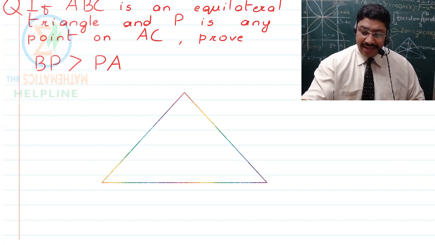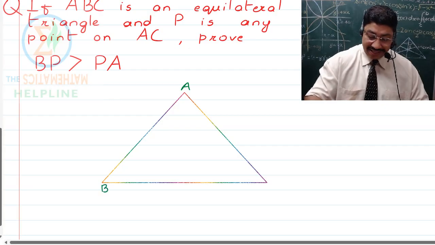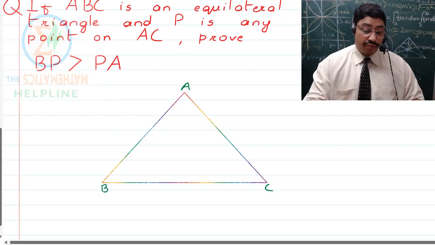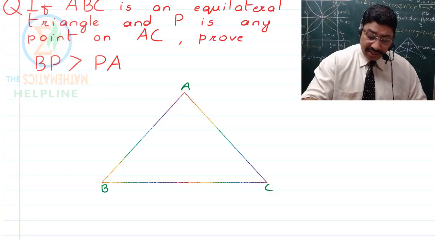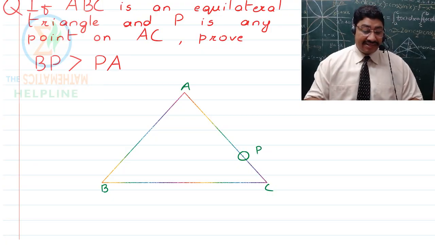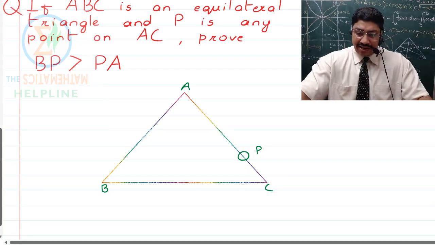Now let us name all of the three vertices to be, say, A, B and C, right? And further, we've also been given that P is any point on AC. So we can consider this point to be, say, some point P, right? And further, as we have to prove BP to be greater than PA, we also require to join B and P. For that, now we'll be drawing a straight line.